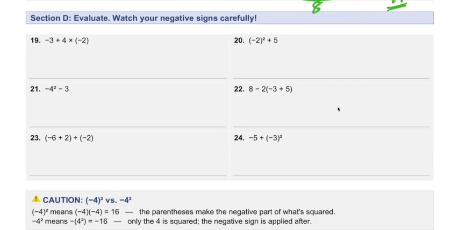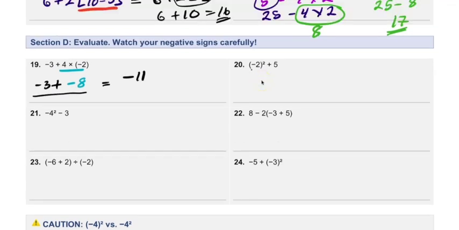Okay. Now, same thing with negatives. So this first one here, order of operations, we're going to multiply first. So 4 times negative 2 is negative 8. We still have the negative 3 plus negative 8. The way you add negatives, general rule is if they're the same sign, you just add them. So both negative, both positive, just add. Negative 3 plus negative 8 is negative 11. There you go.